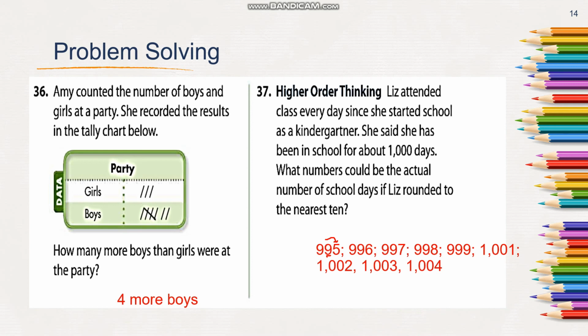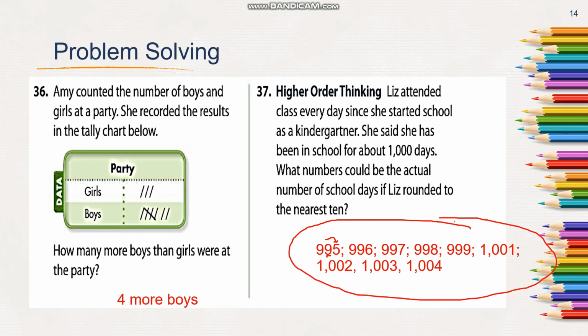So 996 the same, 997, 998, 999, 1001, 1002, 1003, 1004. All of these, when you round to the nearest 10, the answer is 1,000.